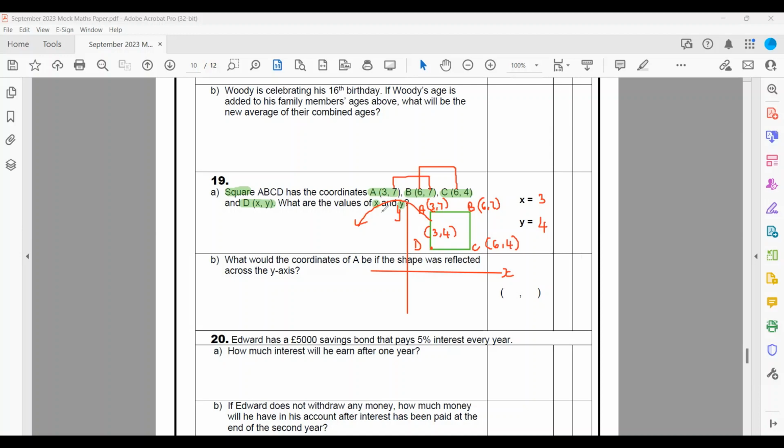Point A's y coordinate would stay the same because it would still be at 7 on the y-axis. But the x coordinate, instead of being +3 like it is on this side, will now be -3 on that side. So it'll be (-3, 7). Again, feel free to draw these things should you need to.